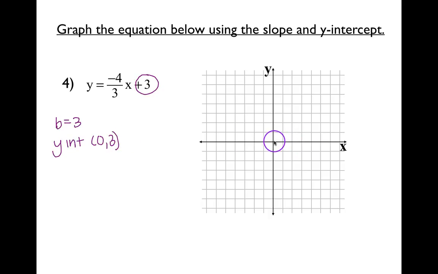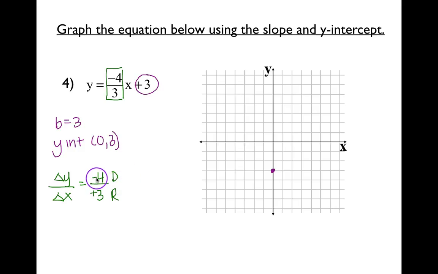So starting at (0, 3), this is where things are going to start. I need to then identify my slope. My slope is -4/3. Slope is delta y over delta x, which means the change in the y coordinates over the change in the x coordinates. So it's going to be -4 over +3. The change in y is the up and down motion. Since it's negative, that means 4 down. My change in x is my left and right motion. Since this is positive, it's going to go to the right.